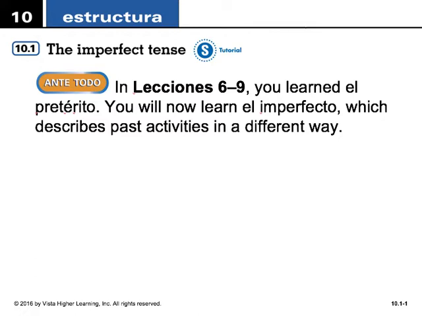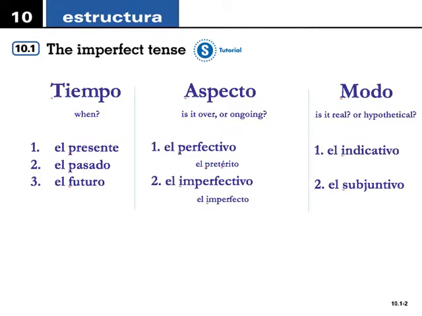Today we're going to look at section 10.1, el imperfecto. In lecciones 6 through 9, we learned el pretérito, but today we're going to look at a different way to describe past activities with el imperfecto.